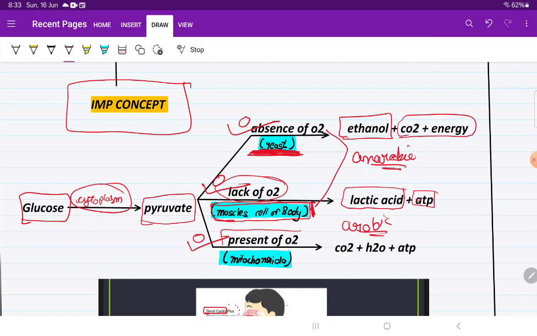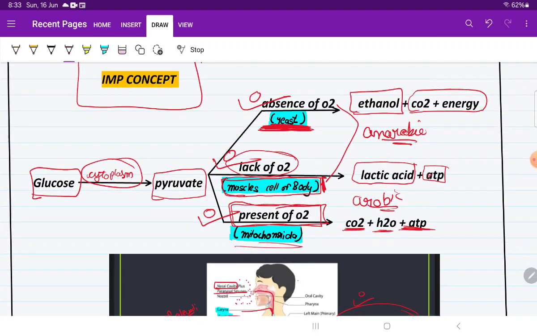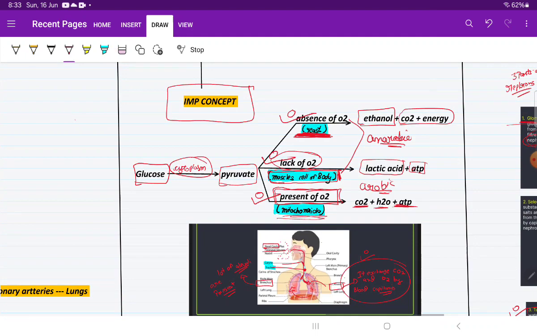Okay, then the presence of oxygen, it converts into the CO2, H2O and ATP. It takes place in mitochondria. I hope that is clear to you all. There is no any type of confusion in it.